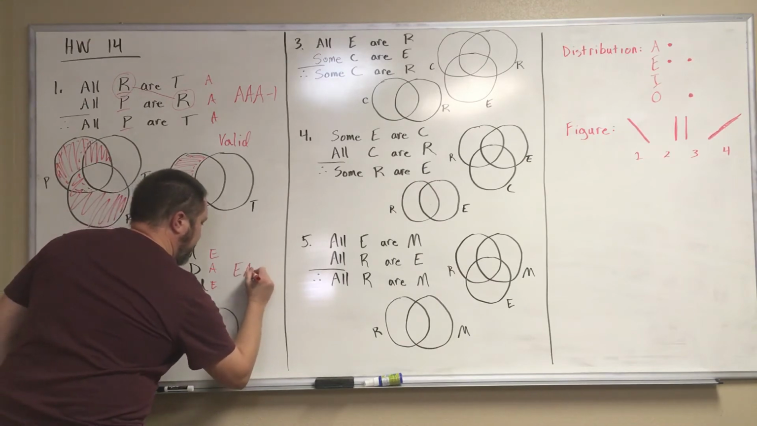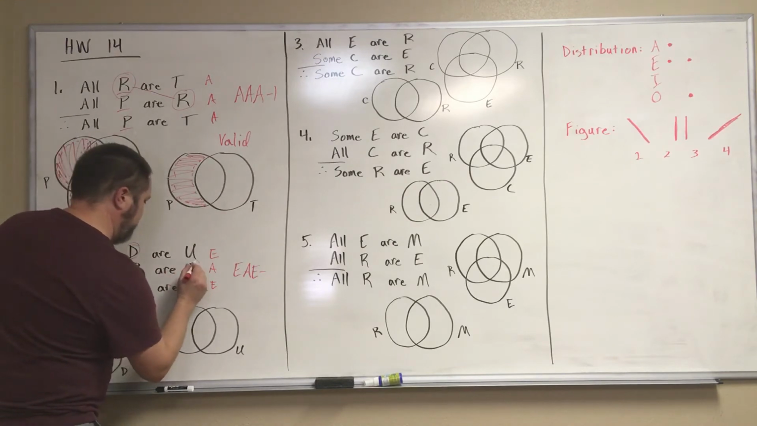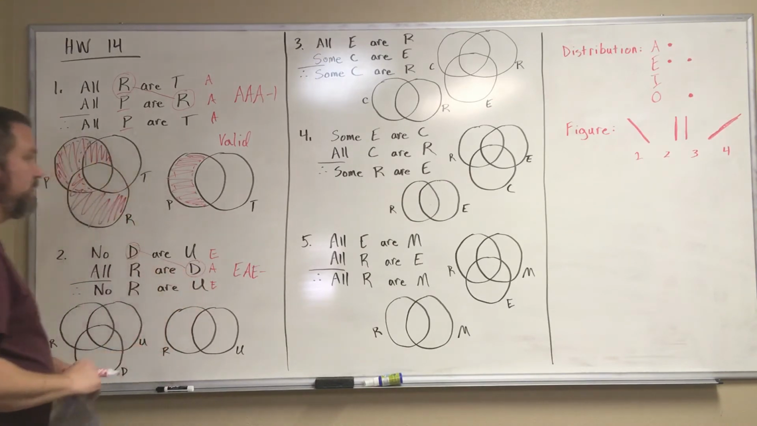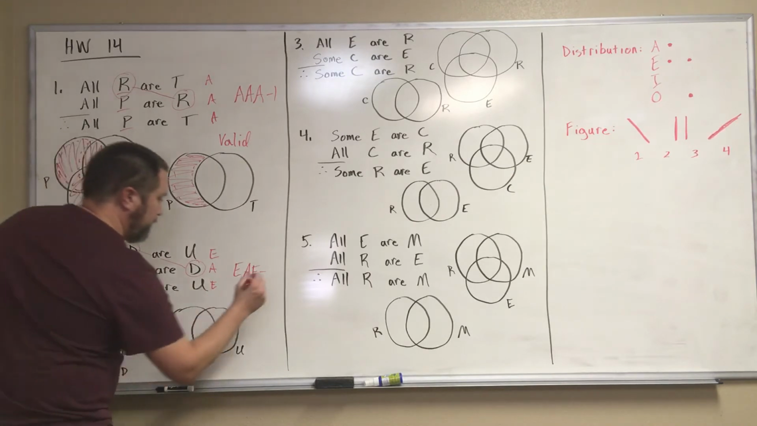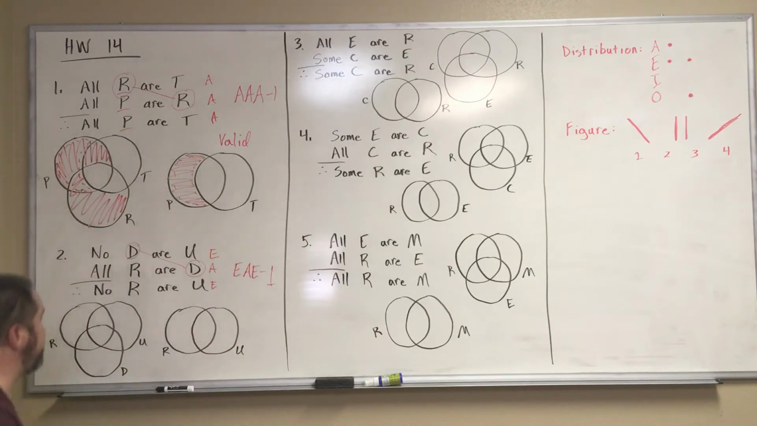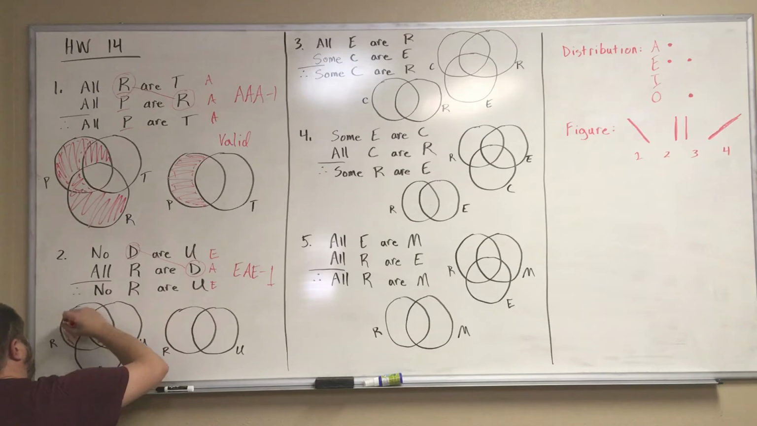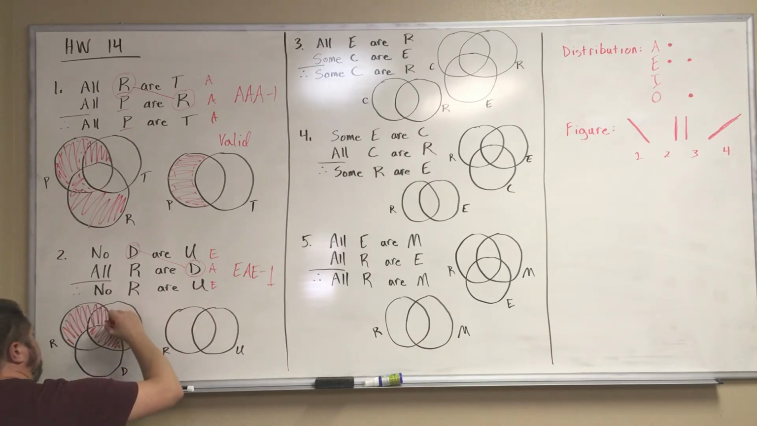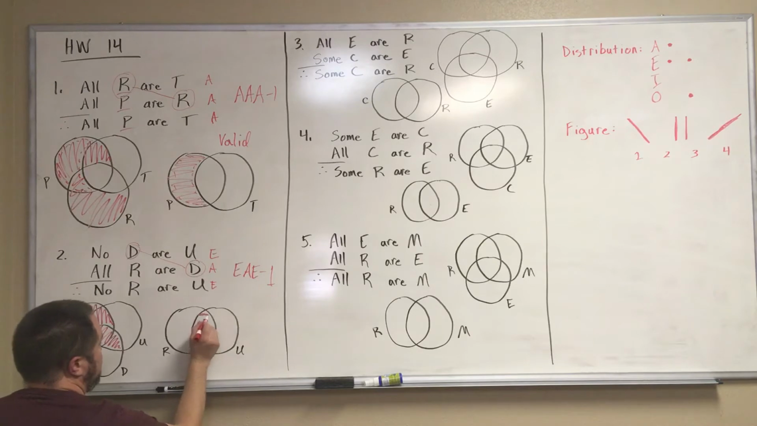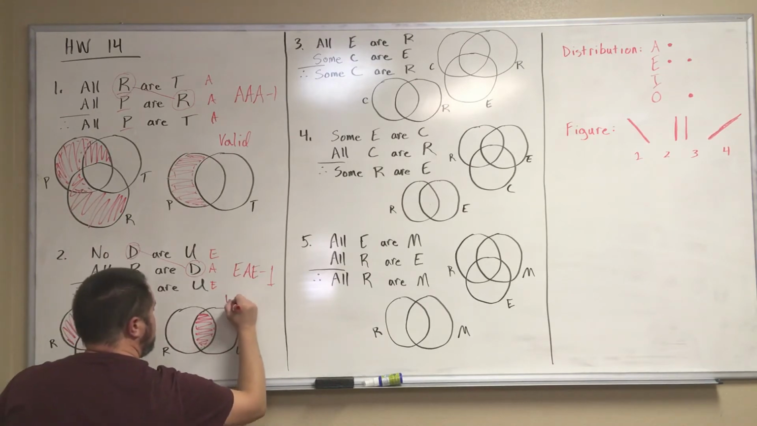E, A, E, and then we have the same thing. We have the middle terms diagonal. EAE1. Let's fill in the Venn diagrams. No D are U. Eliminate the football shaped region. All R are D. And then what it's asking for in the conclusion, no R are U. We're looking for this football shape. It's all filled in over here. So this is valid.